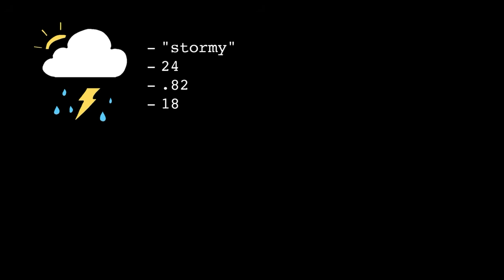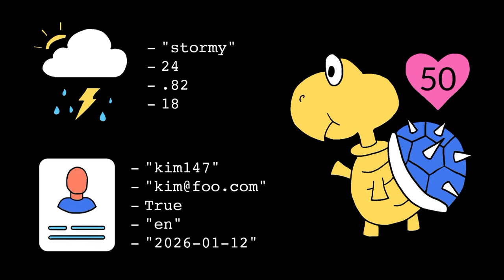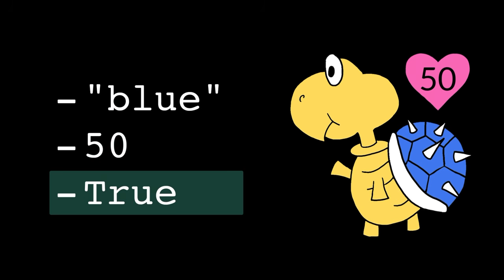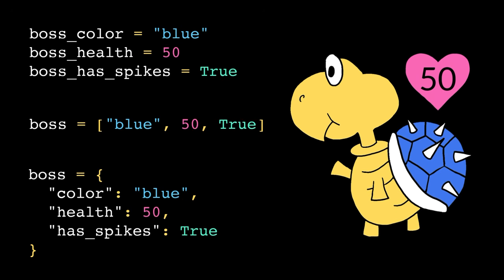We have a group of related data that models some real-world concept, like a weather forecast, a user account, or a game character. Each character is made up of multiple attributes, like its color, its health, and whether or not its shell has spikes. We can certainly store all of those as separate variables, or we can use a data structure like a list or dictionary to bundle those values together.